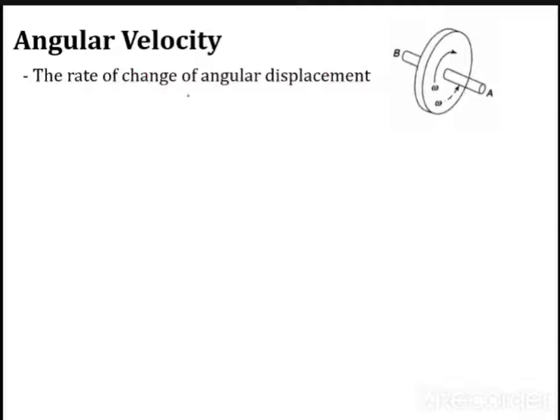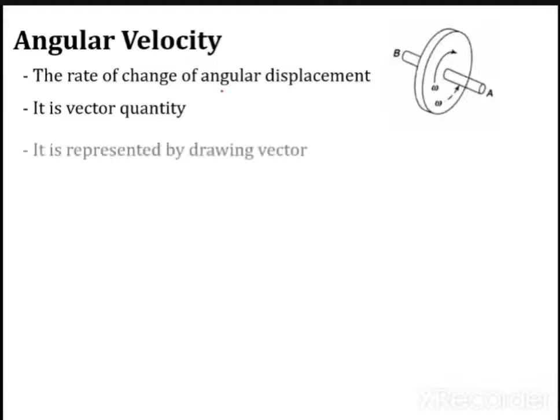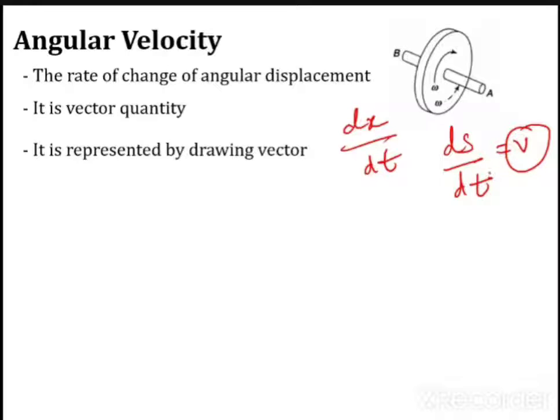Okay, then the rate of change of angular displacement is nothing but the angular velocity. So basically, we know that it is a vector quantity, right? This is the definition, the rate of change of angular displacement. Okay, that is dx upon dt. You can call it dx upon dt or ds upon dt, right? So that is equal to velocity. Okay, so this is what we know, dx upon dt or ds upon dt, rate of change of displacement. Okay, so you consider s or x as a displacement, you will get this ratio.